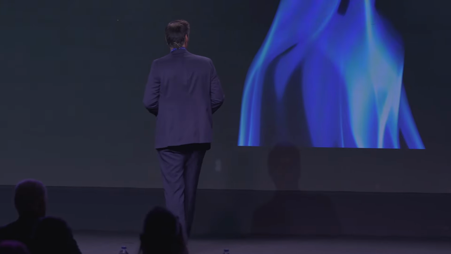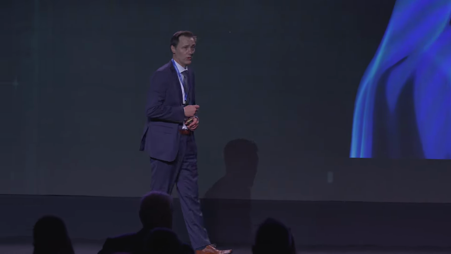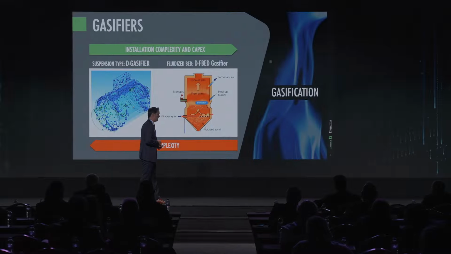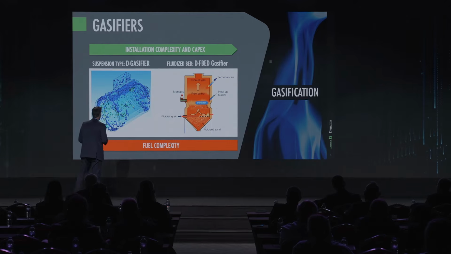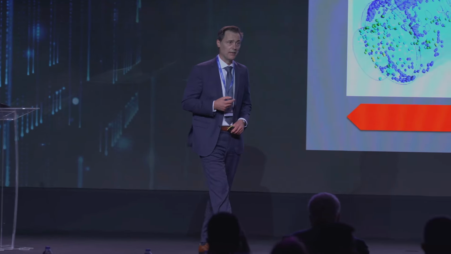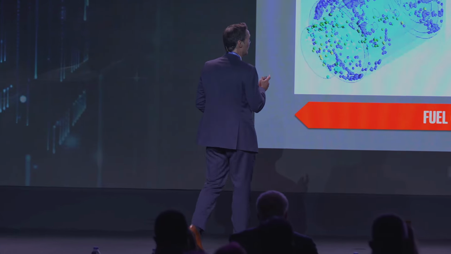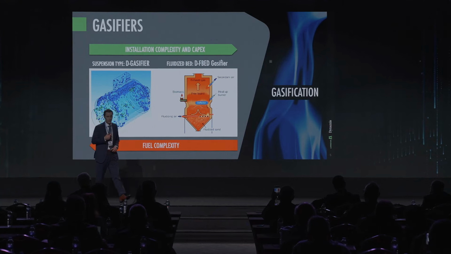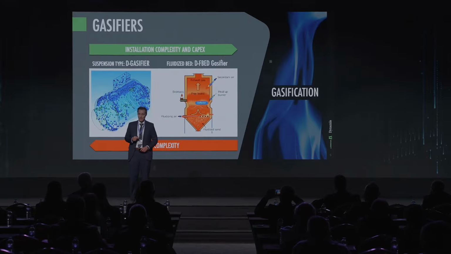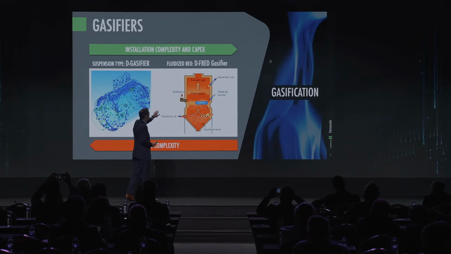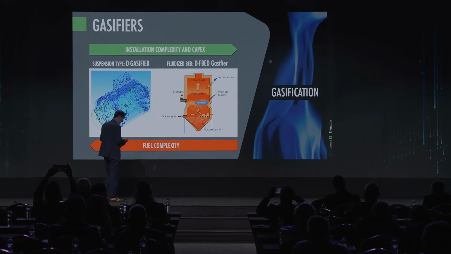So going directly to Dynamis portfolio, we have two types of gasifiers. The first one is the suspension type gasifier that we name D-gasifier. The second type is a fluidized bed gasifier that we name the DF bed gasifier. Today I will focus mainly on the fluidized bed gasifier.